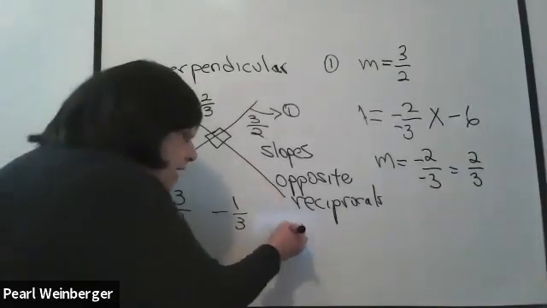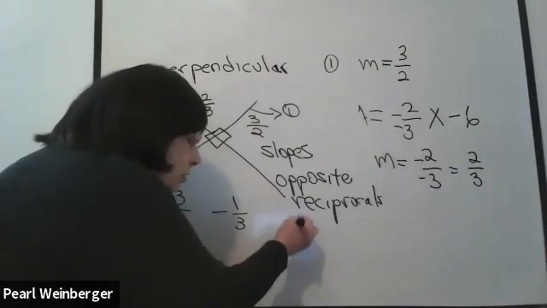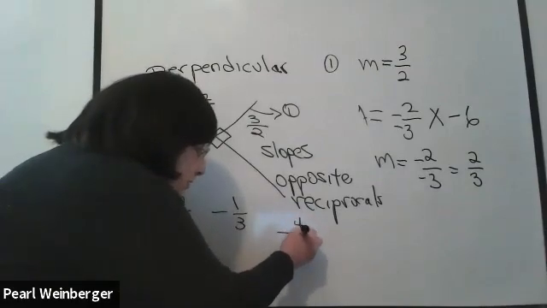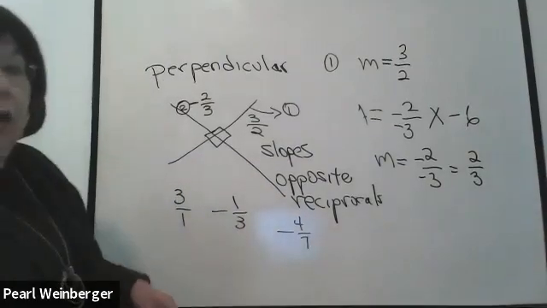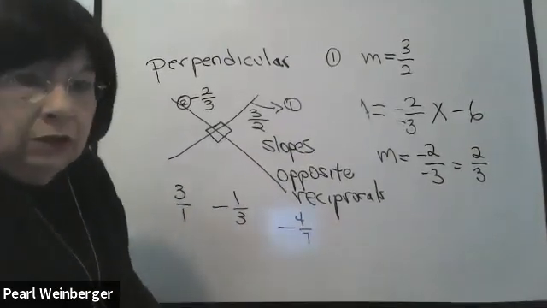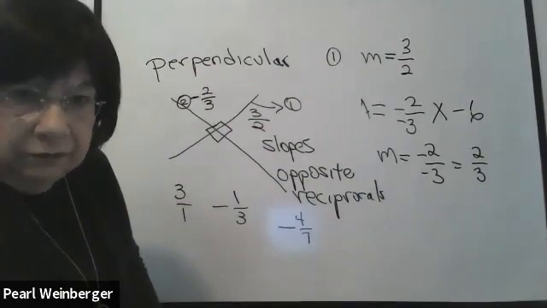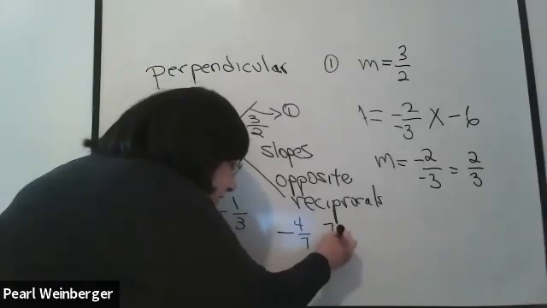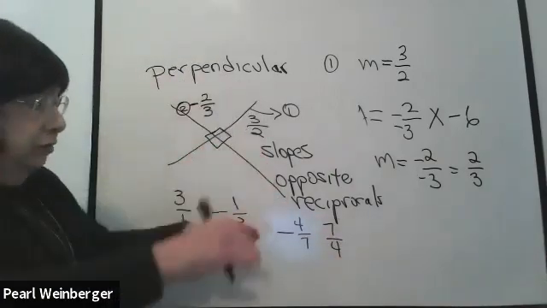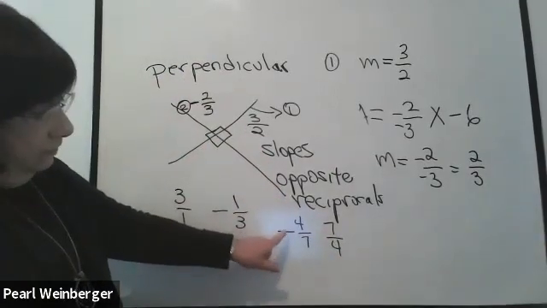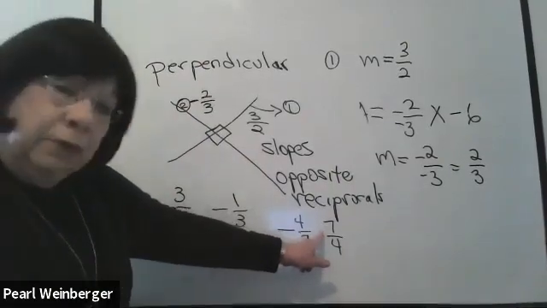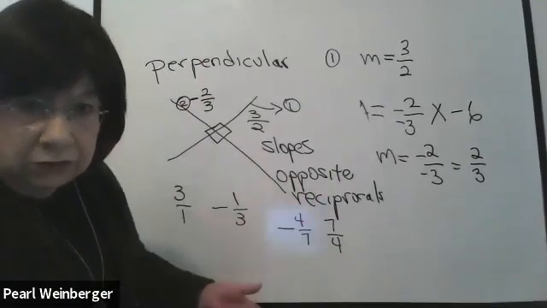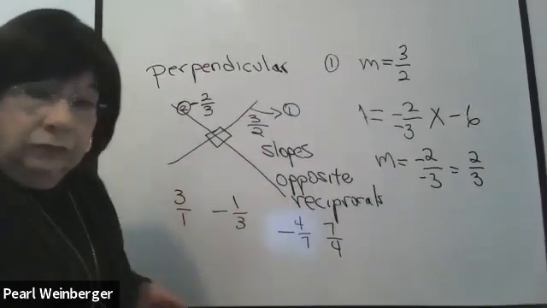Let's say I have a slope that is -4/7. What would a perpendicular line have to have for its slope? 7/4. Positive 7/4. Perfect. Because you have to flip it over and switch its sign. This is negative, so you have to make it positive. You could put a plus there, but usually we don't. And you have to flip it over.